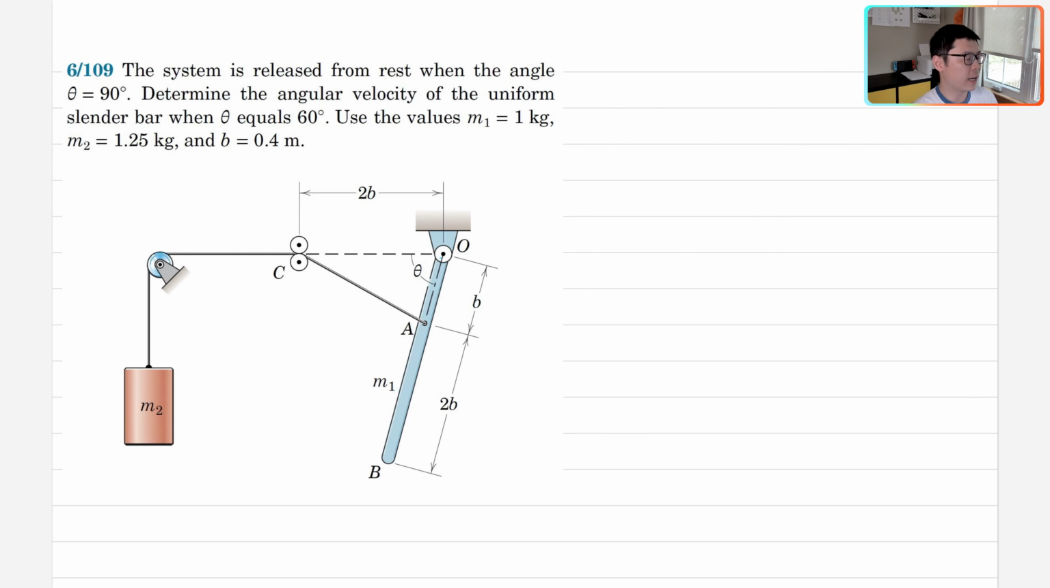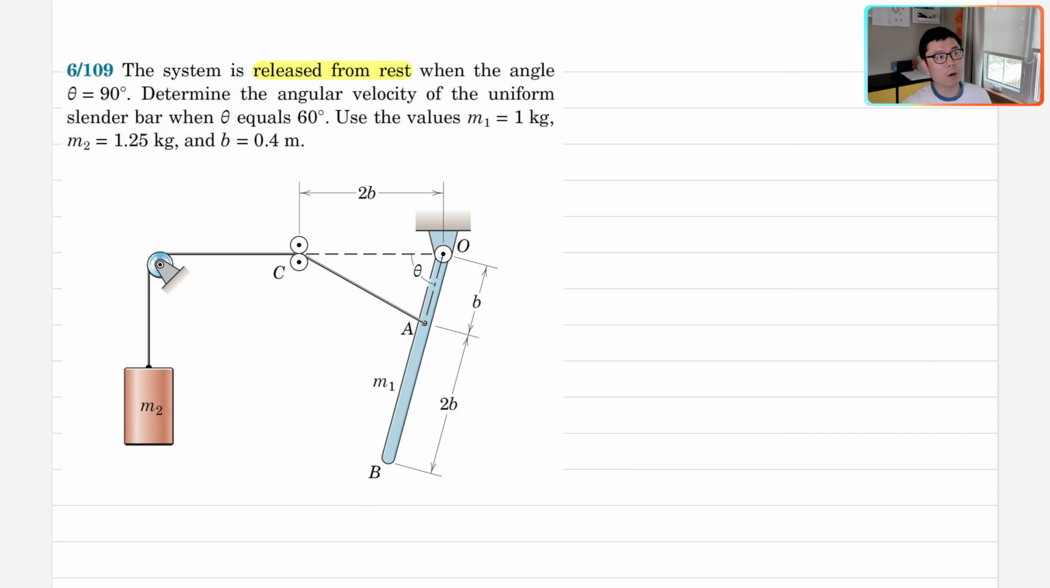In this video, we're looking at example 6/109, one example in work energy relations in general motion equations. We have a system released from rest when the angle was 90 degrees. Determine the angular velocity of the uniform slender bar when theta equals 60 degrees. We'll use M1 is 1 kilogram, M2 is 1.25 kilograms, and b is 0.4 meters.